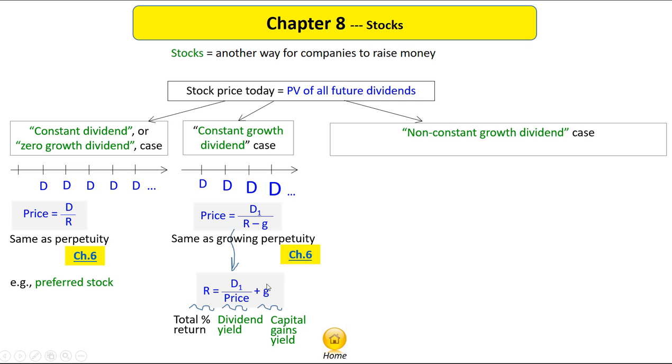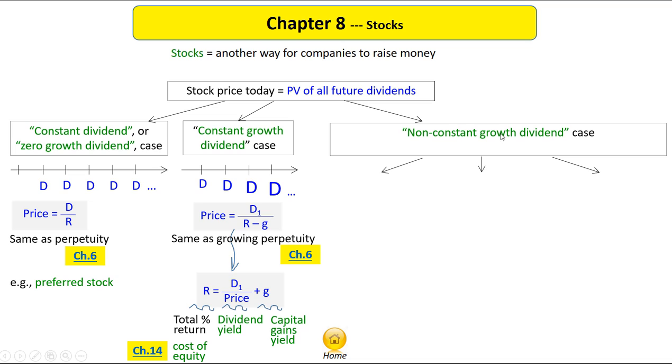So G basically has several meanings in this chapter. Originally, it's the rate at which the dividends are growing every year. But it also means the rate at which the stock price is growing every year, which we also call the capital gains yield. The total percentage return on stock investment is also called cost of equity in chapter 14, where we do the weighted average cost of capital.